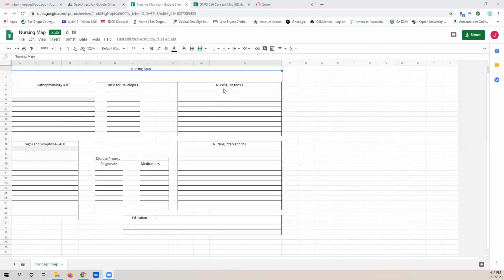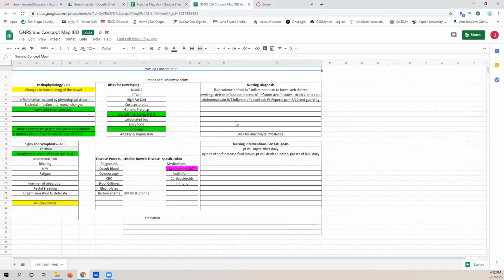The nursing diagnosis will go here, and I helpfully put "related to" here and "as evidenced by" here so that they can remember that the nursing diagnosis is not using the disease process, but the pathophysiology. And then the nursing interventions need to go here because they're related to the nursing diagnosis, and what every nurse should do with their patient is educate. So this is a blank one, and here is a completed one.